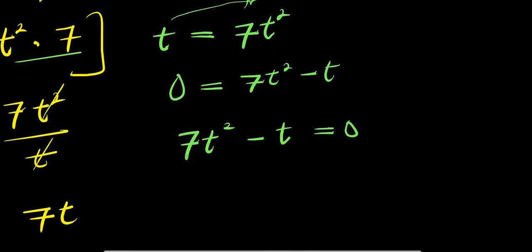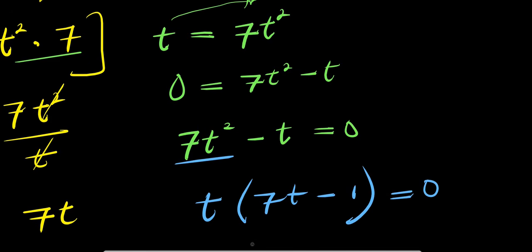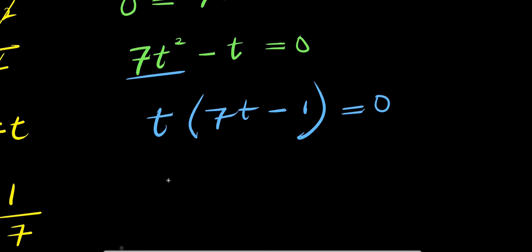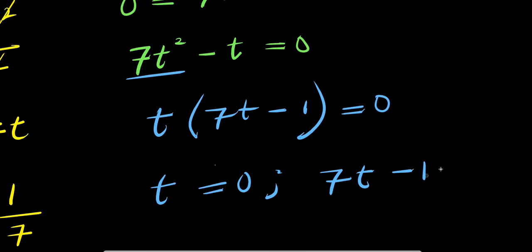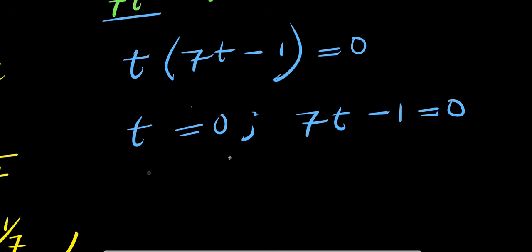So I can decide to factor out t. I can have t times this divided by t. I have 7t minus this divided by t. I have 1, this equals 0. So from here you have t, you can equate this to 0, t equals 0. And also have 7t minus 1 equals 0. So this is solved already.